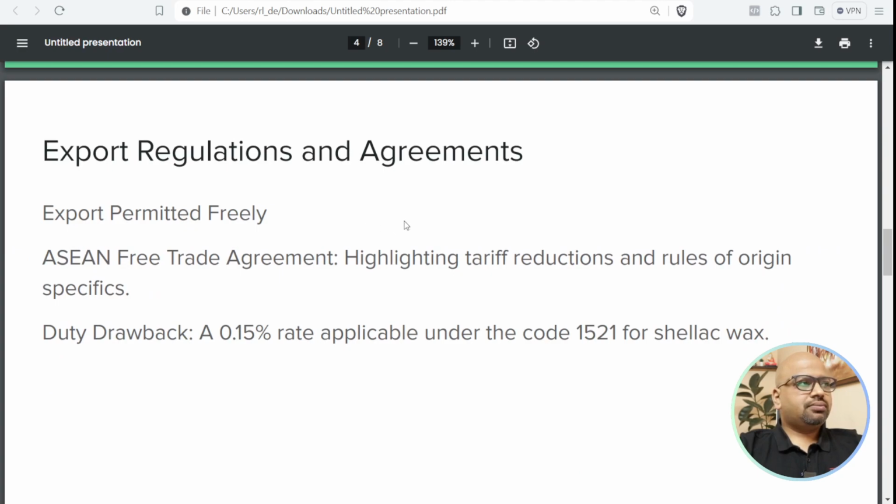As per the export policy, the rules and regulations say it's freely exportable. There are no restrictions at all. It's never been banned, which is a good thing about this product, so you can really work on it.